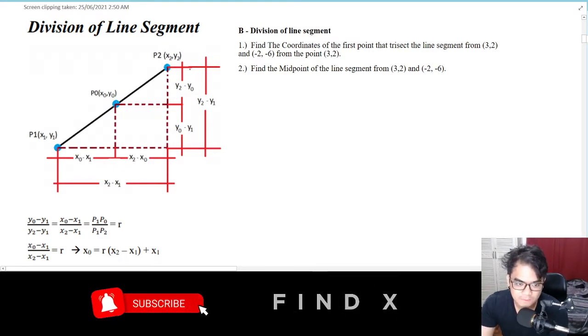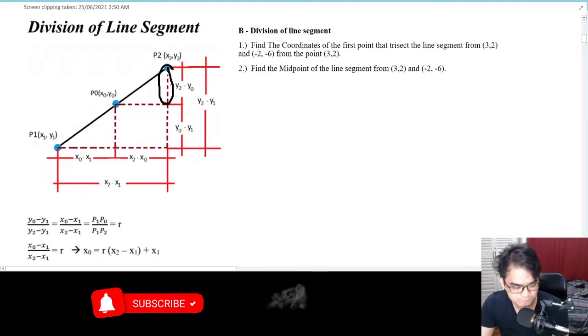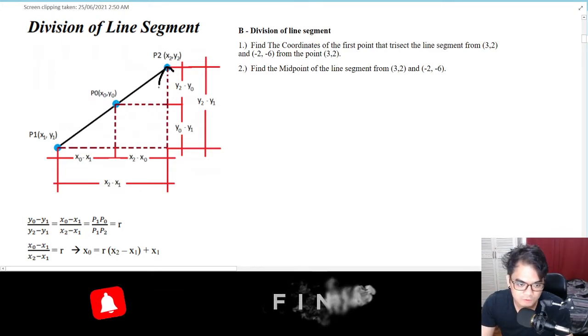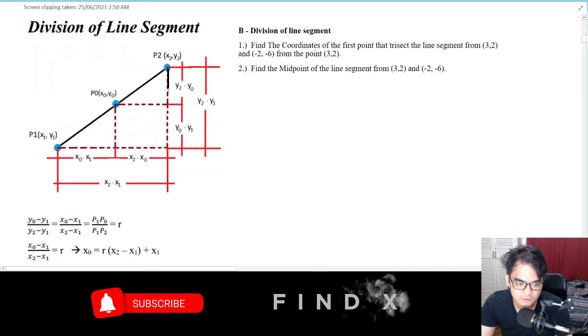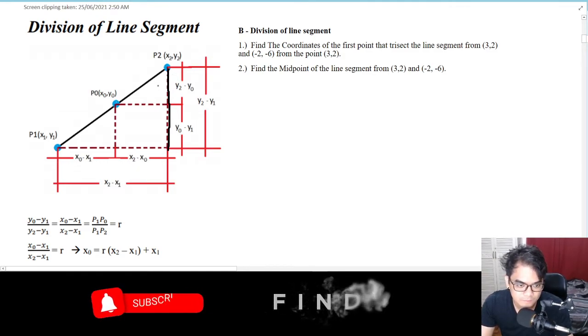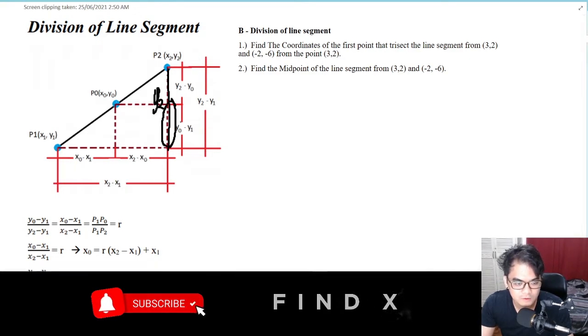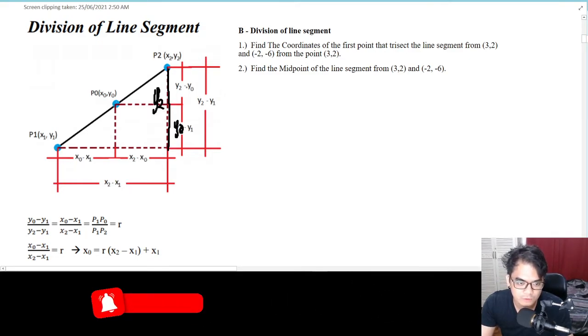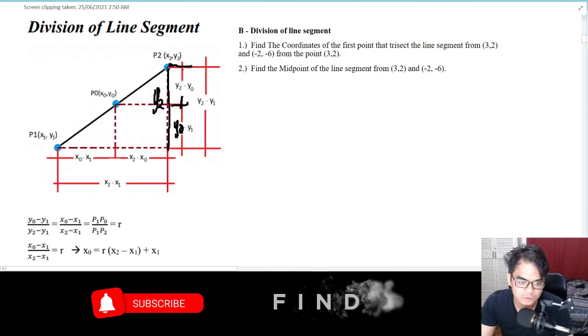So as you can see, this whole part will be y2, right? And then this one will be y0. So to get this part, that will be just y2 minus y0, okay?